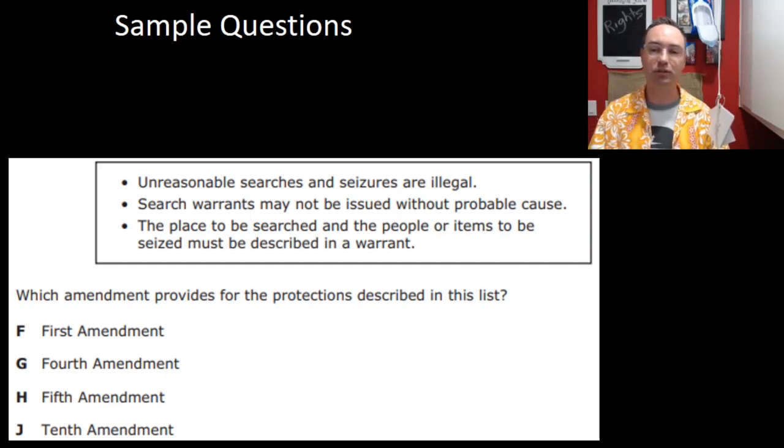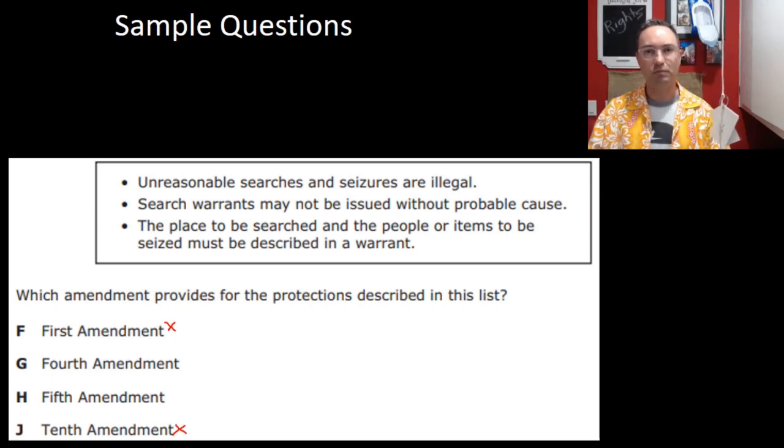All right, unreasonable searches and seizures are illegal. Search warrants may not be issued without probable cause, the place to be searched. So which one of the amendments has to do with illegal search and seizure? We know that the First Amendment is the 5 freedoms, so it's not that. And you know that the 10th Amendment has to do with states, the powers given to the states that aren't spelled out in the Constitution.